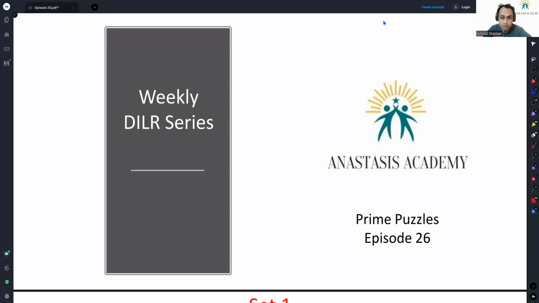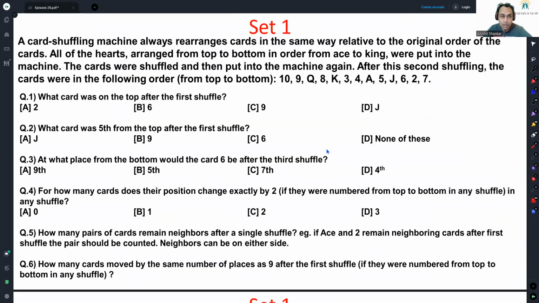Let's look at the solution of Prime Puzzles episode 26. A card shuffling machine always rearranges cards in the same way relative to the original order of the cards. All of the hearts arranged from top to bottom in order from ace to king were put into the machine. The cards were shuffled and then put into the machine again.